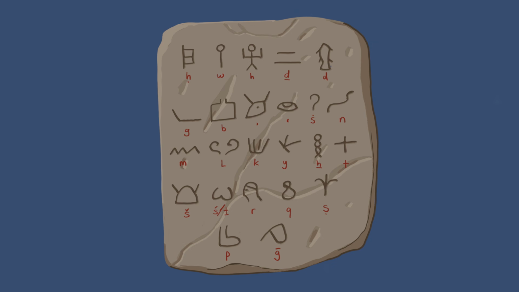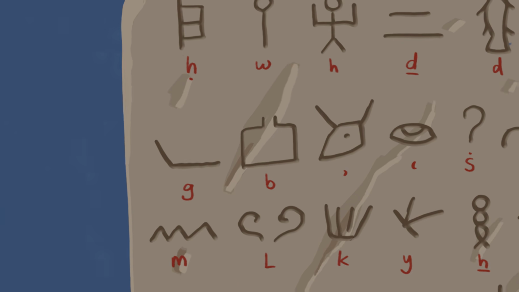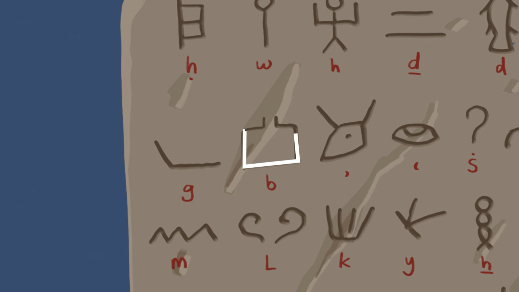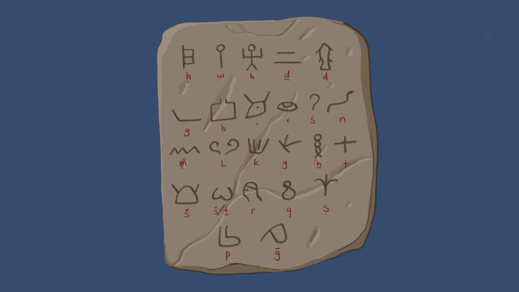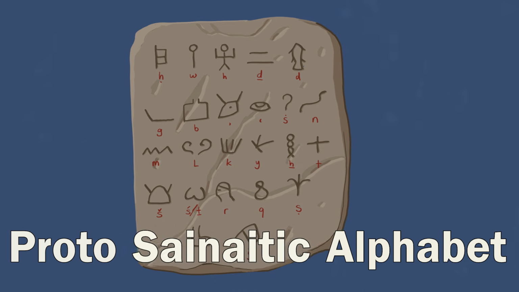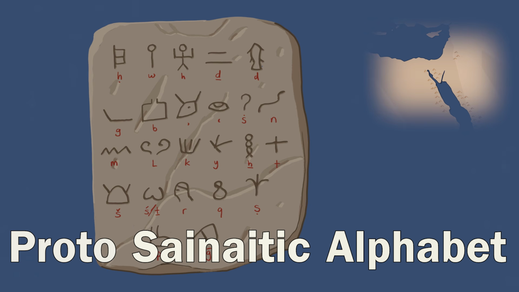The sounds corresponded to the pictograms based on their meaning. For example, the character per, which in hieroglyphics meant house, was given the sound b for the Canaanite word for house, baitu. This alphabet has now come to be known as the proto-sinaitic alphabet, named for the Sinai Peninsula, where many of the surviving records of the script have been found.